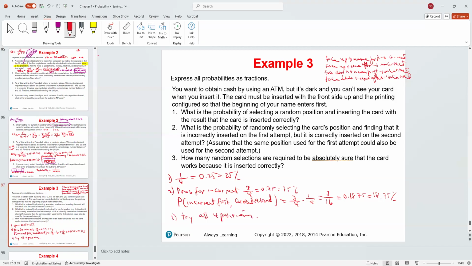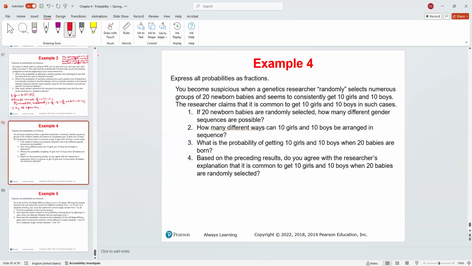Now, let's see another example. I don't know how many we have left, probably two. You become suspicious when a genetic researcher randomly selects numerous groups of 20 newborn babies and seems to constantly get 10 girls and 10 boys. The researcher claims that it is common to get 10 girls and 10 boys in such a case. Let's go through this one and see what's going to happen.